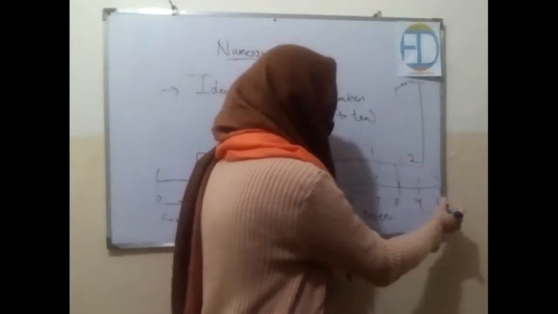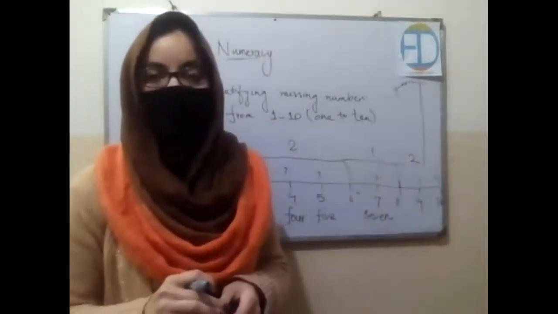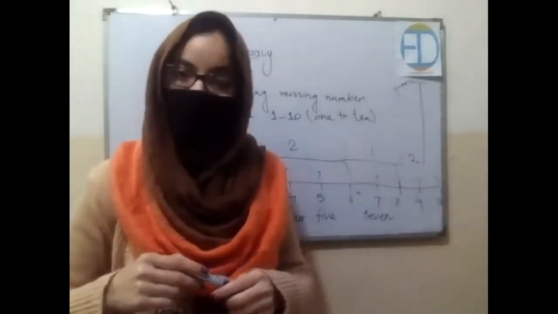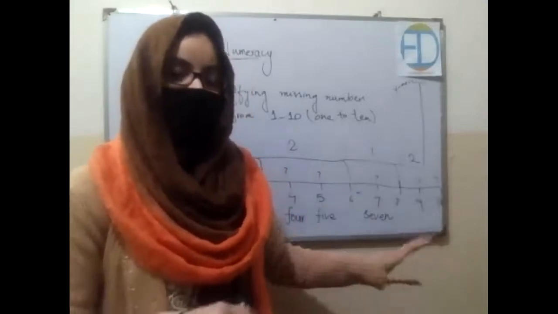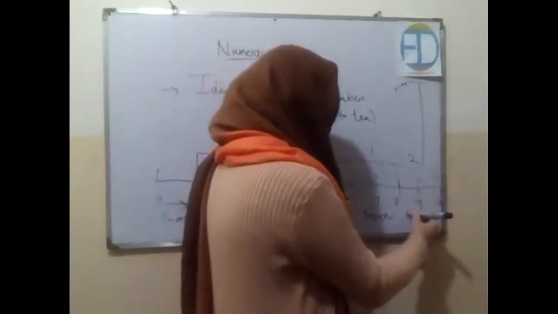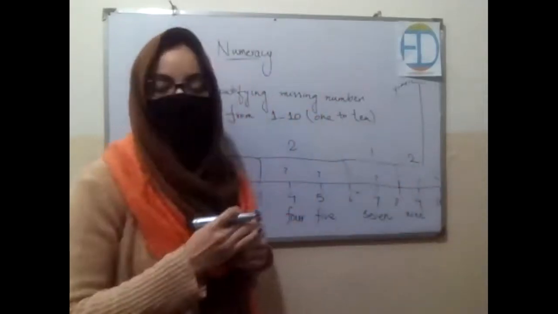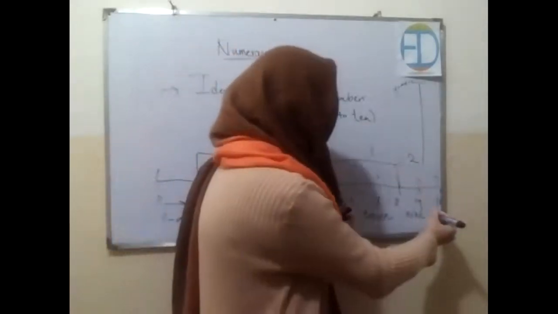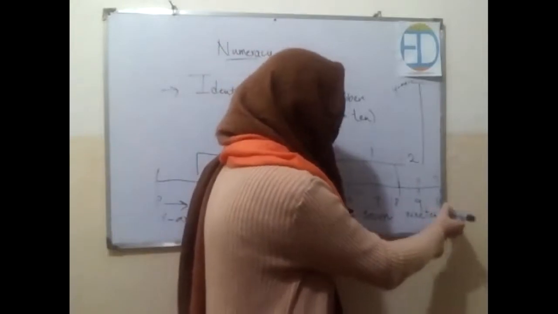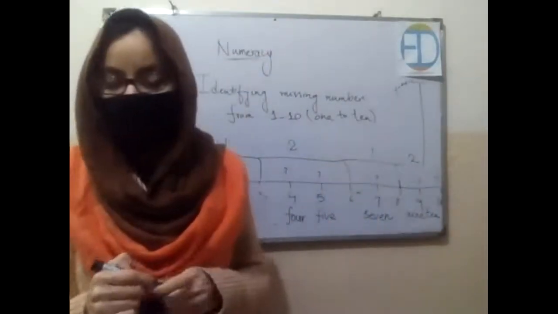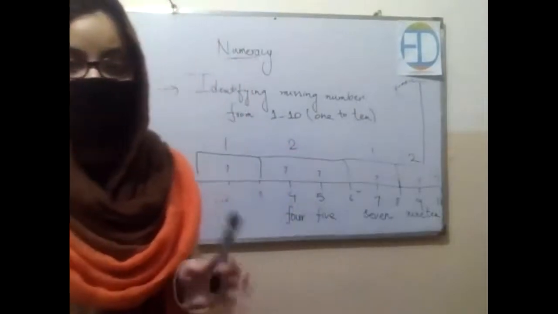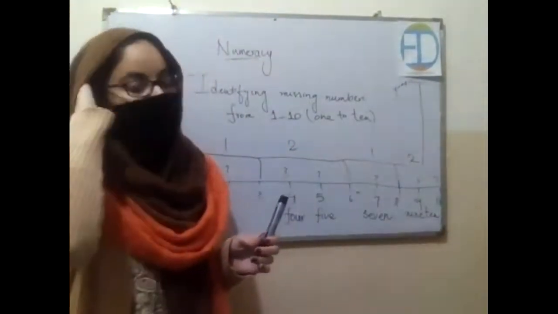And what are those digits? 9 and 10. Excellent. Okay, you're going to tell me the spellings of 9. N-I-N-E, 9. And the spellings of 10. T-E-N, 10. Wonderful. Okay, so you guys have learned this, right? You have already revised it.